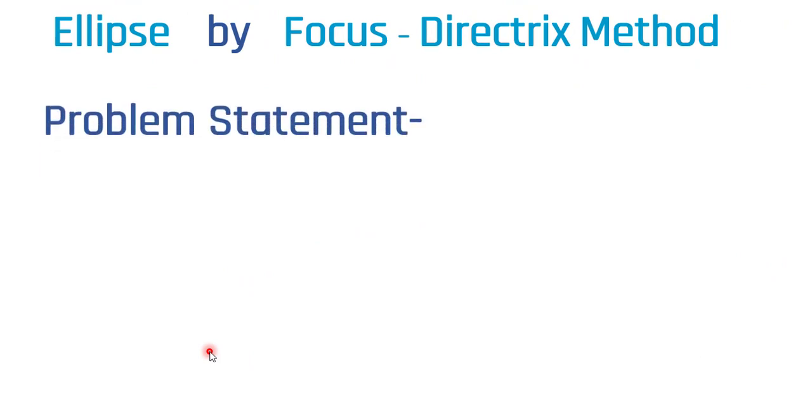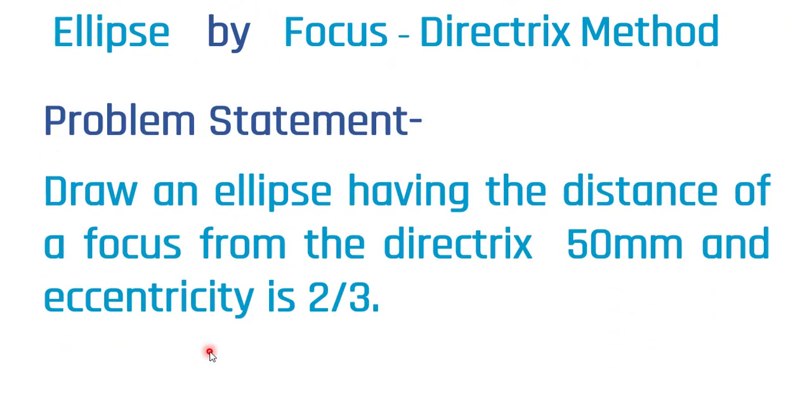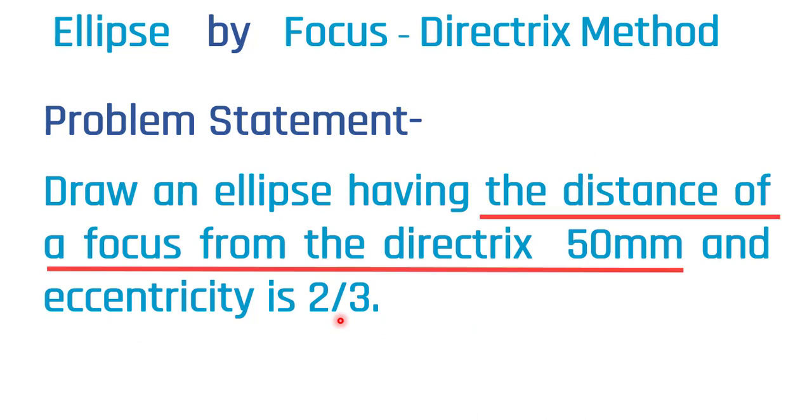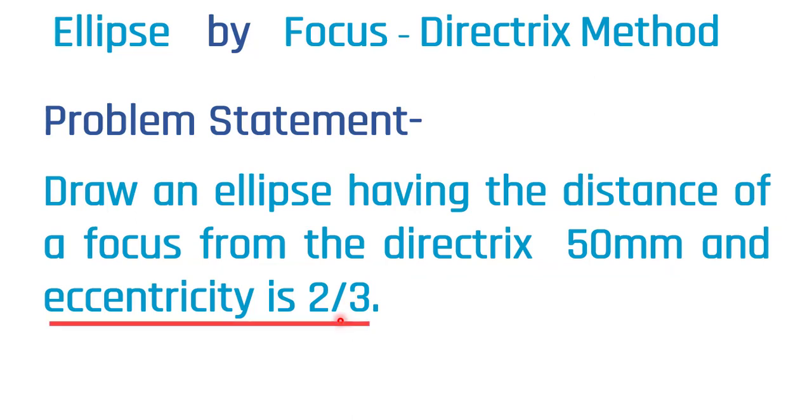Let's look at the problem statement first. Draw an ellipse having the distance of a focus from the directrix 50 mm and eccentricity is 2 by 3. So you can see here two things are given. First one, the distance of the focus from the directrix, and second one is an eccentricity. So now let's see how to draw an ellipse by having these two given data.